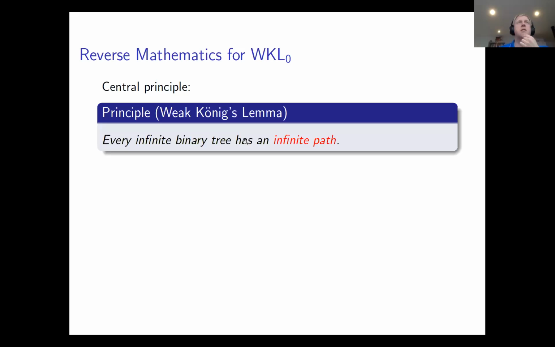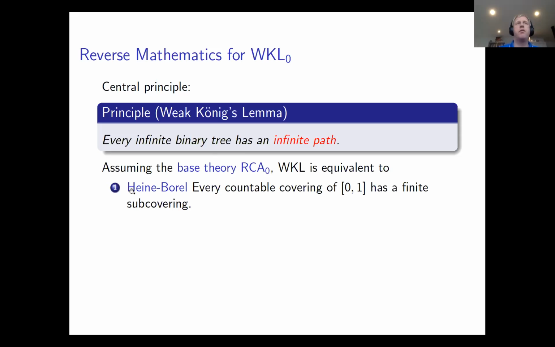Then the next big 5 system is weak Koenig's lemma. It's a well-known principle from combinatorics, Koenig's lemma, and we restrict it to binary trees. An infinite binary tree has an infinite path. And there are many equivalences from analysis. So Heine-Borel compactness, a countable covering has a finite subcovering. This is very basic, hundreds of years old. Well, more than 100 at least. And even older, Heine's theorem, a continuous function is actually uniformly continuous. It goes back 150 years maybe.